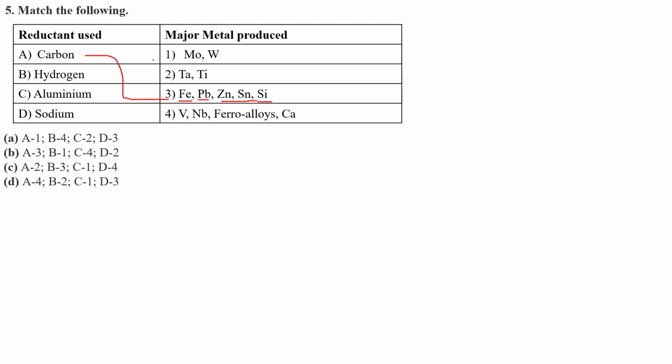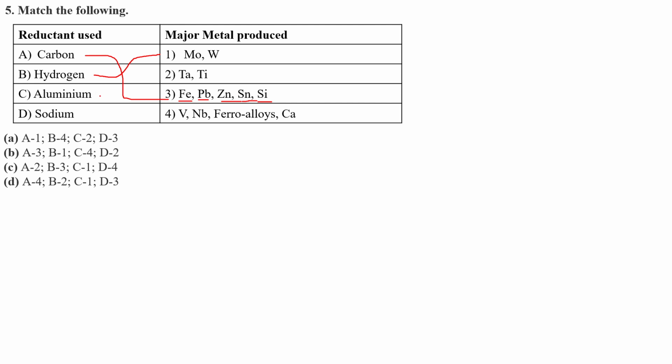So carbon is generally used as a reductant in the case of iron, lead, zinc, tin, and Si. Then coming to the hydrogen reduction process, we generally go with the production of molybdenum and tungsten, because although carbothermal reduction is possible for molybdenum and tungsten oxide, the temperature requirement is very high. For the reduction of tungsten oxide, we need to get up to a temperature of around 2500 or 3000 degrees Celsius before we can reduce it with carbon. So we generally go with the hydrogen reduction process.